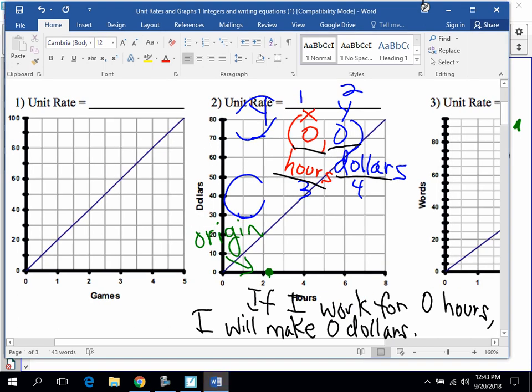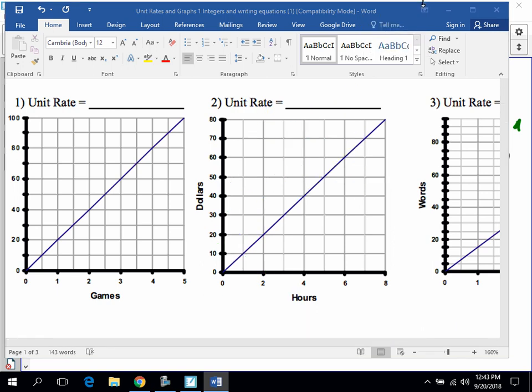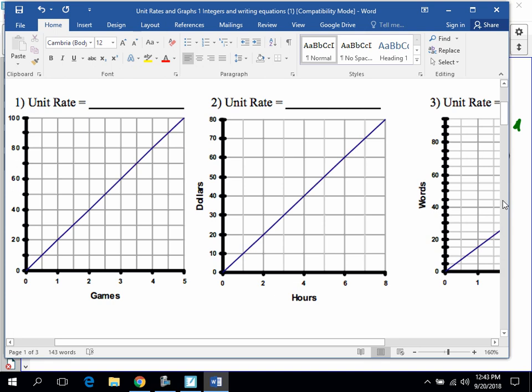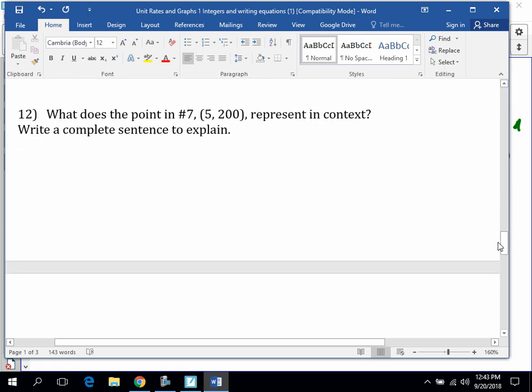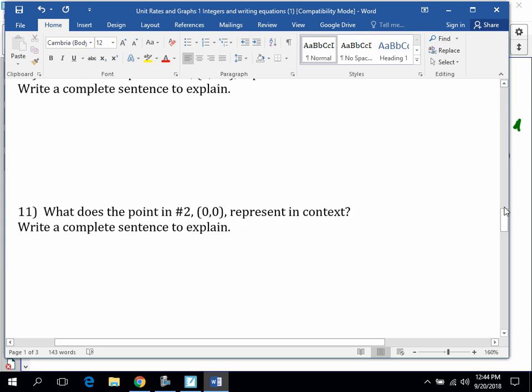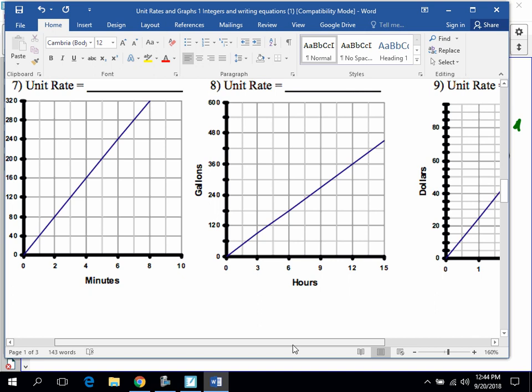Let me clear this. And let's do another example. All right, number 12. What does the point in number 7, 5, 200 represent in context? Write a complete sentence to explain. So we are going to scroll to graph number 7, and we're going to look at 5, 200. All right, here's graph number 7, and we're going to look at 5, 200.